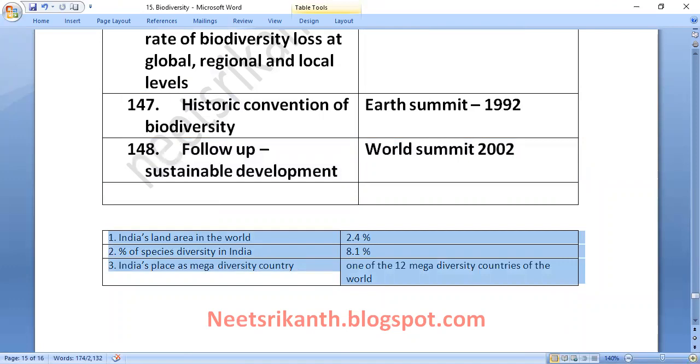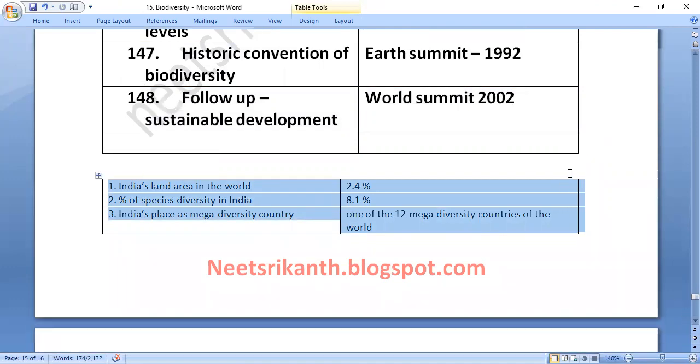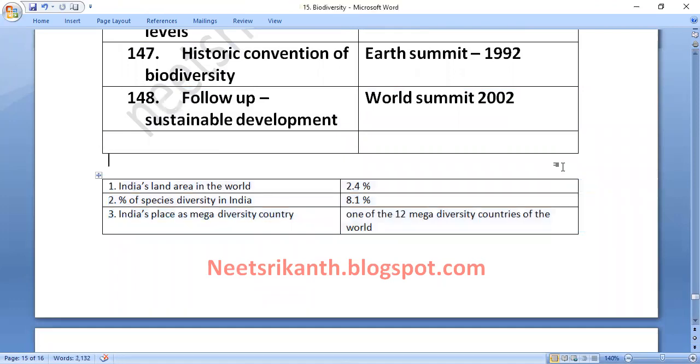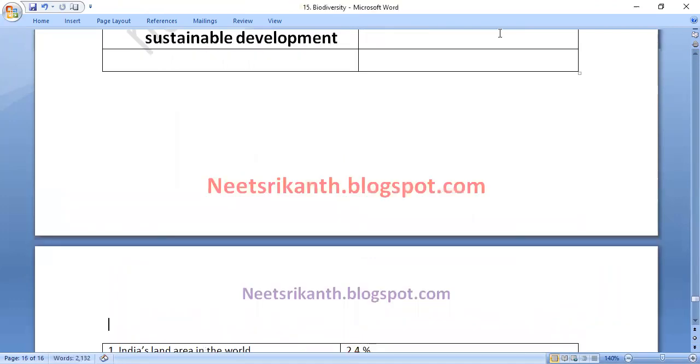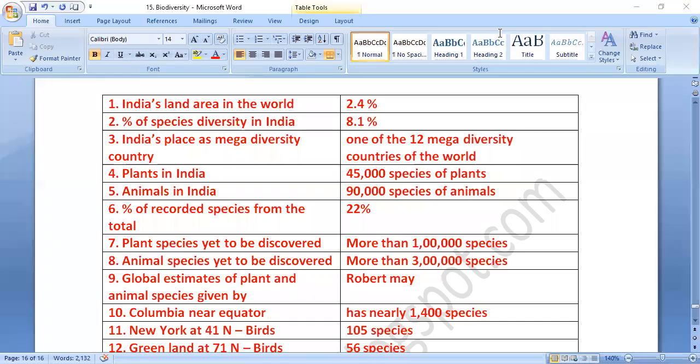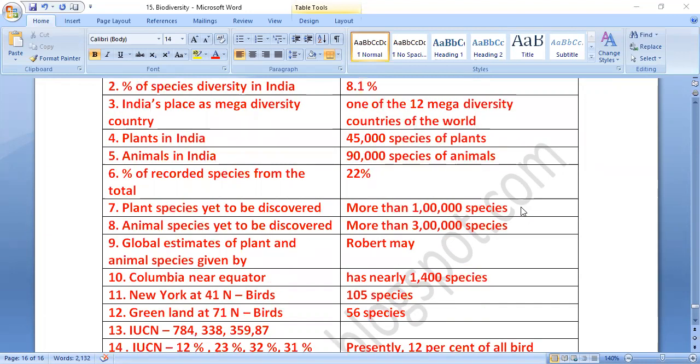India's land area is 2.4% of the world, yet its share of the world's species diversity is 8.1%. India is one of the 12 mega diversity countries of the world.